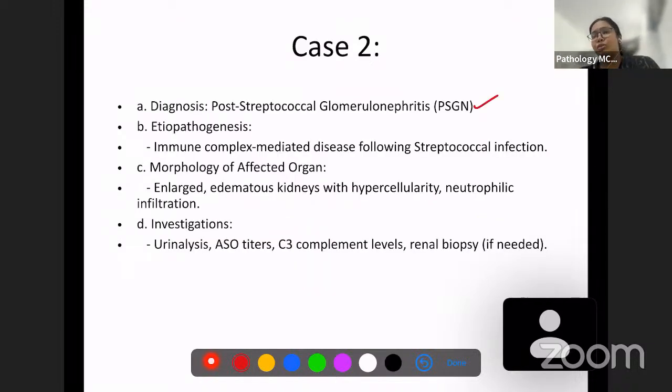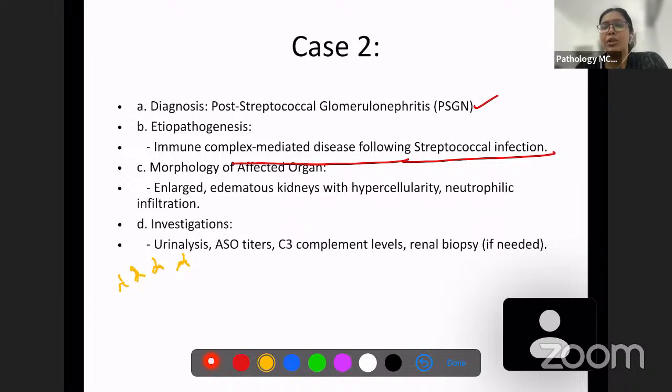What is the etiopathogenesis of post-streptococcal glomerulonephritis? The etiopathogenesis is immune complex mediated deposition following streptococcal infection. After streptococcal infection, certain antibodies are formed to counter the infection. In some cases, these antibodies roam around in the bloodstream, and they resemble the glomerular basement membrane. In this case, it is an iso-antigen scenario: the streptococcal antigen resembles the glomerular basement membrane.